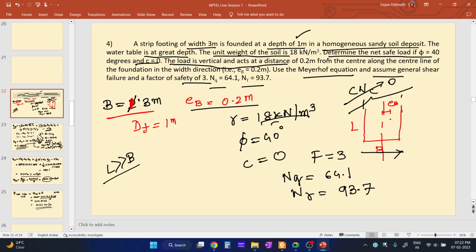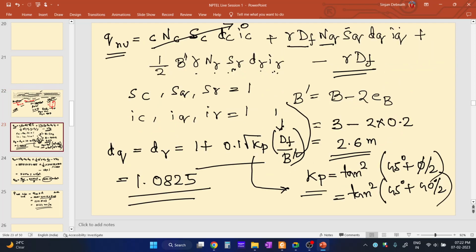Use Meyerhof equation. Assume zero range shell failure and a factor of safety of 3. Use the bearing capacity factors Nq equal to 64.1 and N gamma equal to 93.7. So B is equal to 3 meter, Df equal to 1 meter, eb equal to 0.2 meter, and c equal to 0. Factor of safety 3, Nq and N gamma are given. So this qnu is the bearing capacity equation for net ultimate bearing capacity.